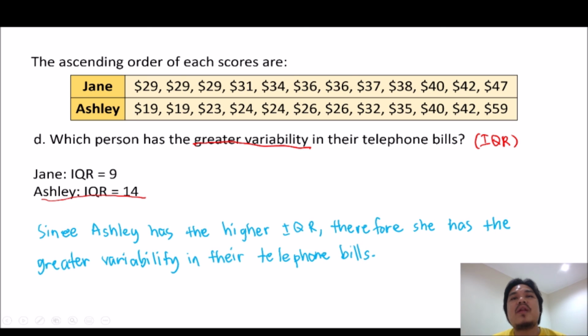Remember, when you are answering problems in statistics, not just in statistics, it is important to always state your conclusion in context. Just like what we did in our example.